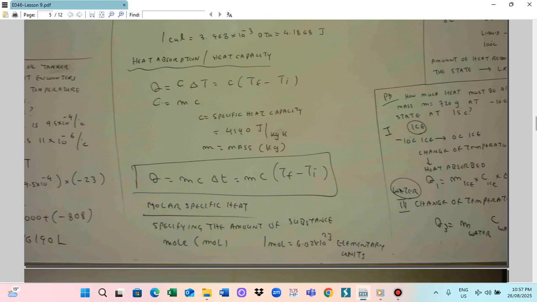Another way is the molar specific heat. Any substance can be represented by moles. One mole is equal to 6.02 times 10 to the power 23 elementary units. So the molar specific heat tells how much heat those moles can carry. So this is the molar specific heat.